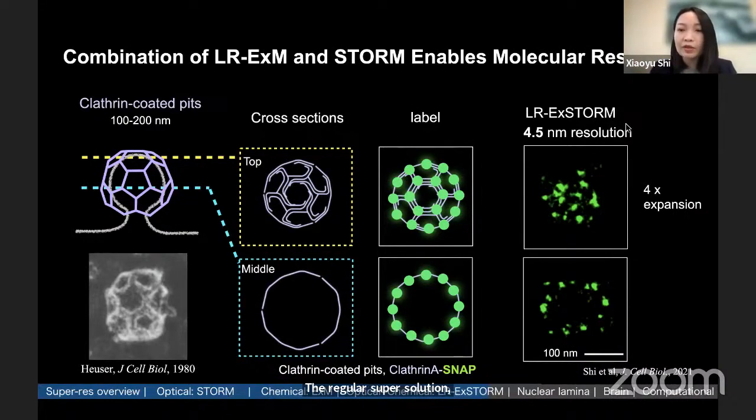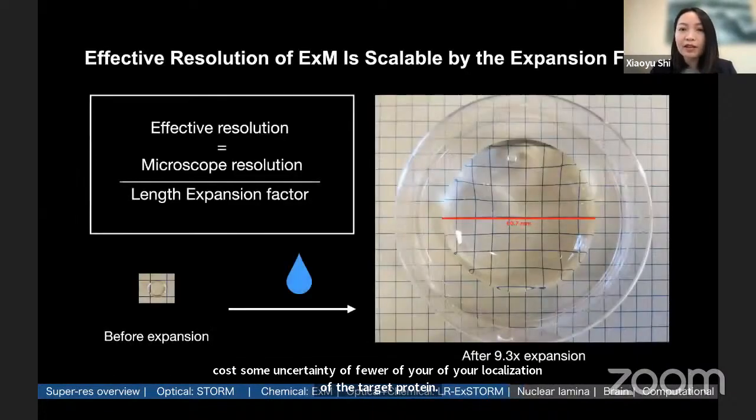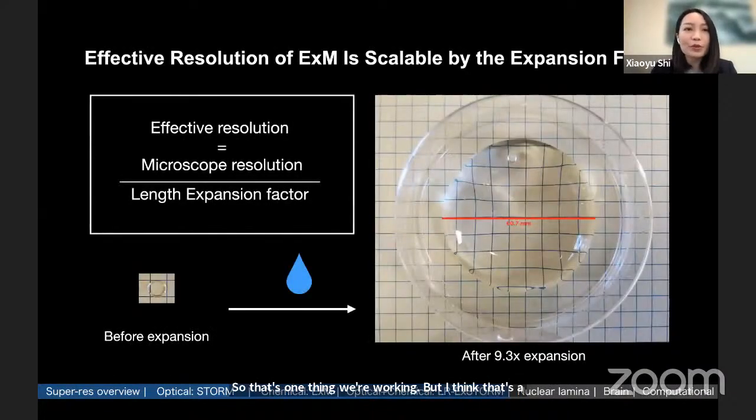For example, 15 nanometers. And now, because we moved to the molecular resolution, which is around 5 nanometer resolution, a label size of around 2 to 3 nanometers will cause some uncertainty in the localization of the target protein. So that's one thing we're working on. But I think that's a sweet problem to troubleshoot. And now let me summarize the method itself, and then we'll move to the applications.